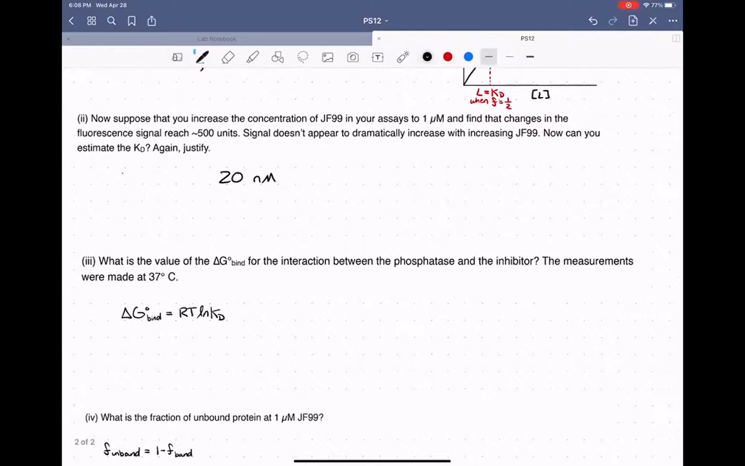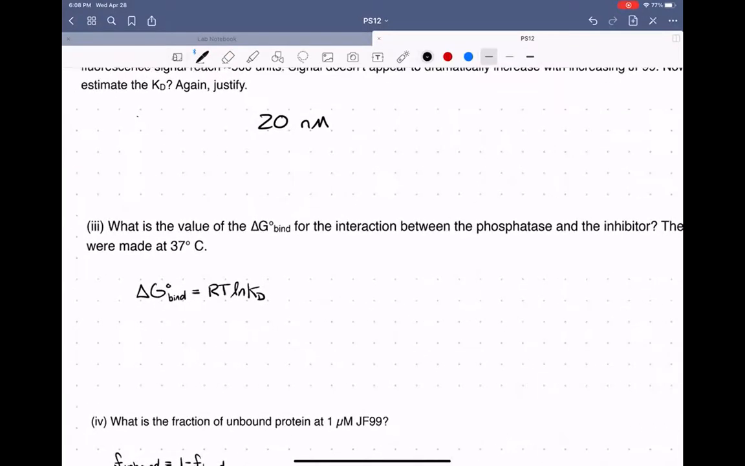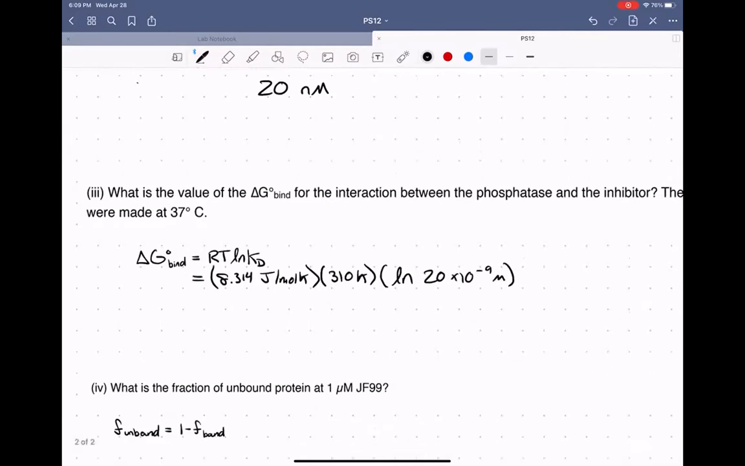And then what is the value of delta G bind? So that could be found by just using this relationship. R is 8.314 joules per mole Kelvin. T would be in Kelvin, it would be 310 Kelvin. And then natural log of 20 nanomolar. And that equates to negative 45.7 kilojoules per mole.